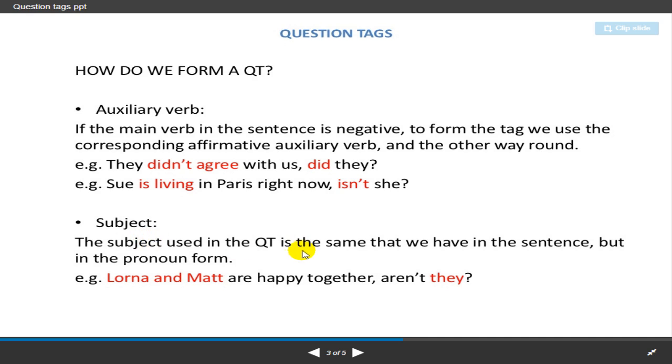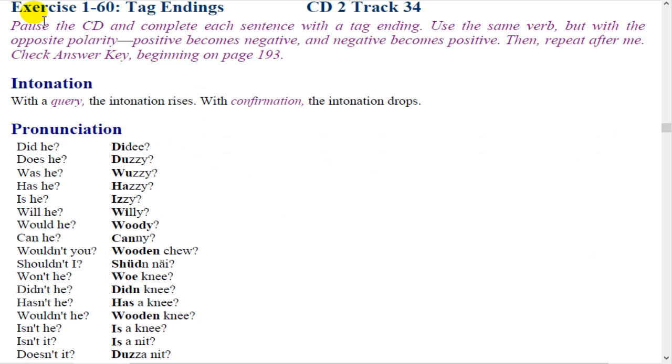The subject used in the question tag is the same as the one we have in the sentence, but in the pronoun form. Lorna and Matt are happy together, aren't they? Here, Lorna and Matt means they, and I make the verb negative: aren't. So, aren't they? Exercise 160.